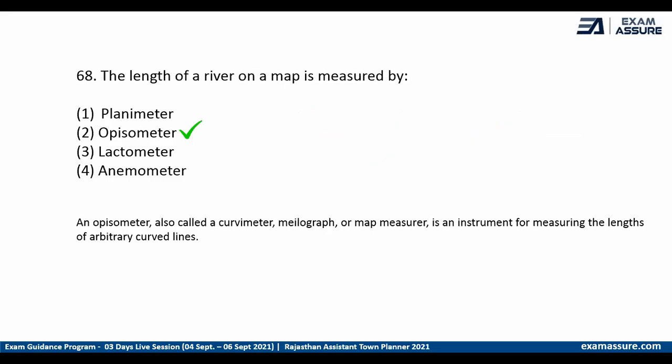The length of a river on the map is measured by, okay, so I think many people will be aware कि ये हमारा wind velocity के लिए होता है. Lactometer को हम लोग guess कर सकते हैं from the word lacto की है milk से related कुछ होगा. ठीक है, milk का density या फिर ऐसा कुछ नापने के लिए. And planimeter is for plane surfaces. So आपका जो 2Ds होती है उनको अगर measure करना होता है, 2D drawings को, तब then we use planimeter.